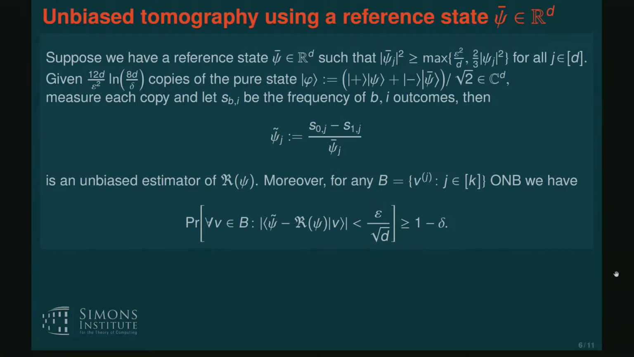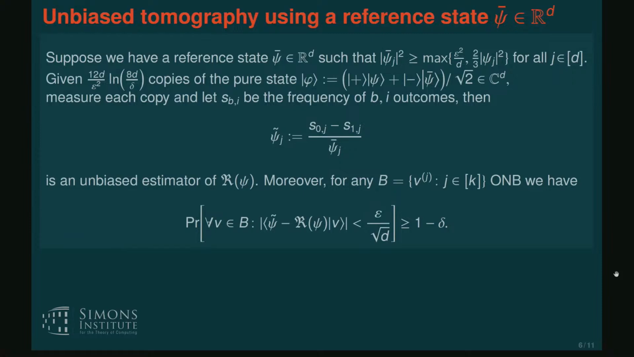And I define my estimator the following way. It should be just S0j minus S1j divided by the reference state at that amplitude. That will be the jth coordinate of my estimator. And what I claim is that this is an unbiased estimator of the real part of the state. One can similarly modify a phase and then get also the imaginary part. So that's the same procedure. So recovering the real part is fine.